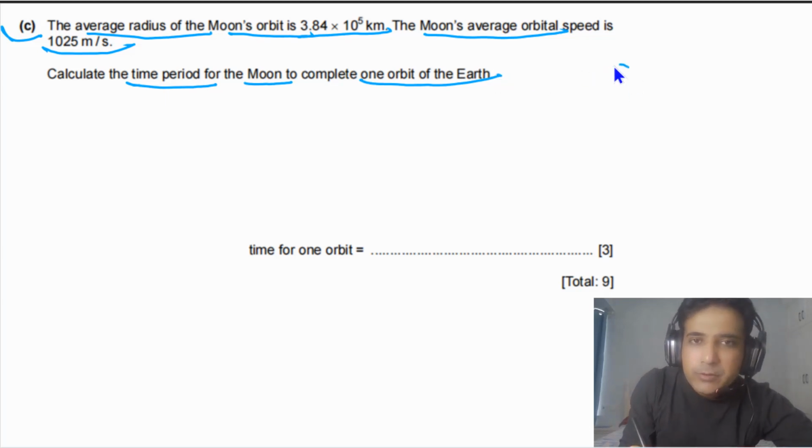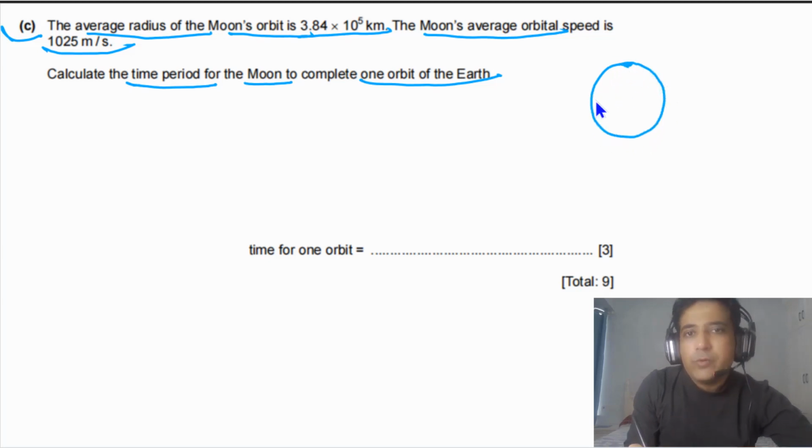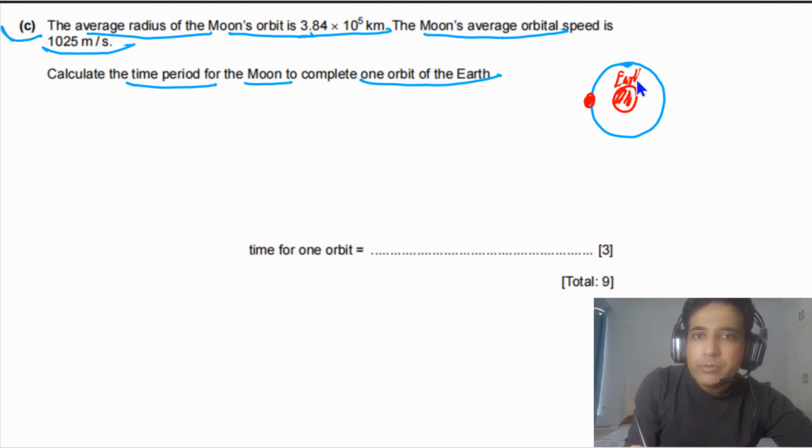So simply, first of all, we can draw, this is the cycle the moon will follow. Moon will be moving in this cycle. So we can draw the moon here as well. And this one is our planet. So this one is our planet. And in this case, it is given to us the orbital radius. So this is the orbital radius. We can say this is capital R.